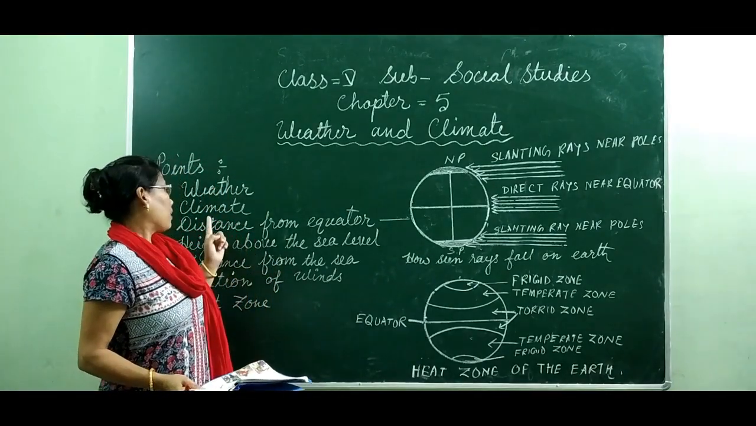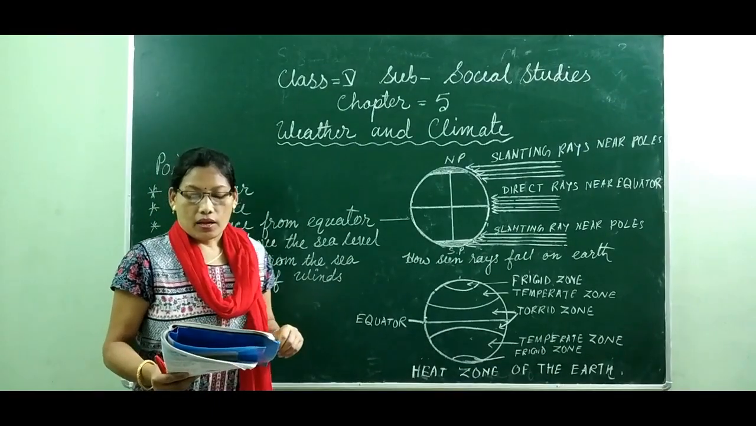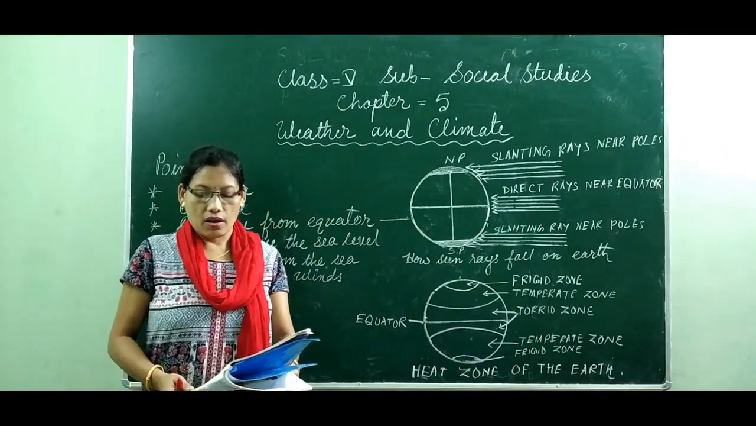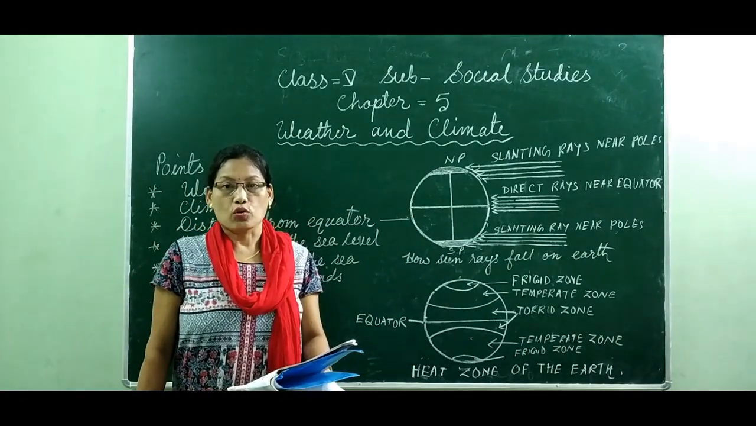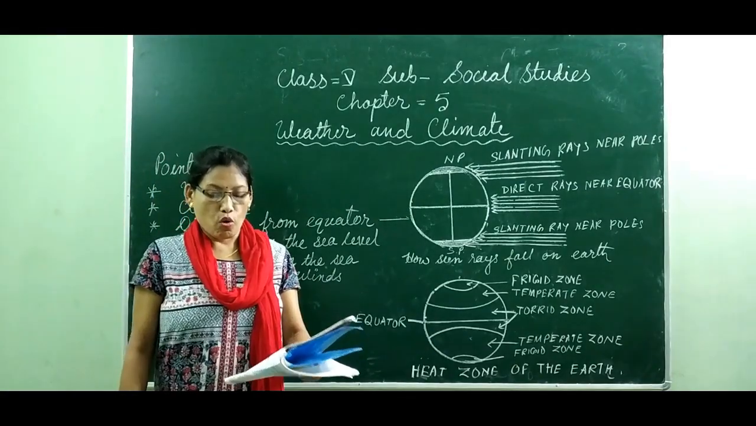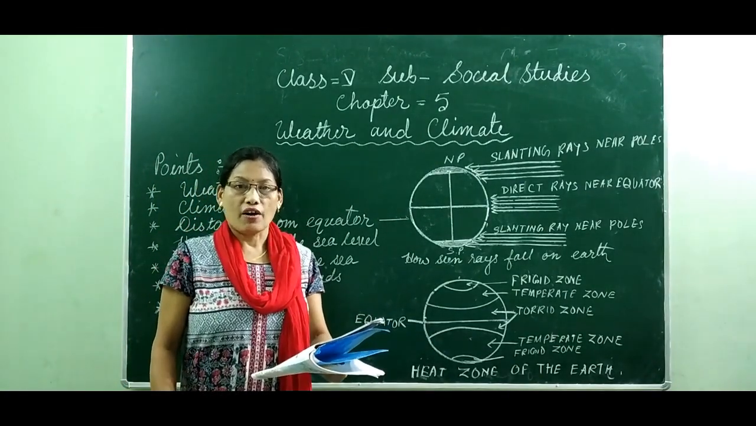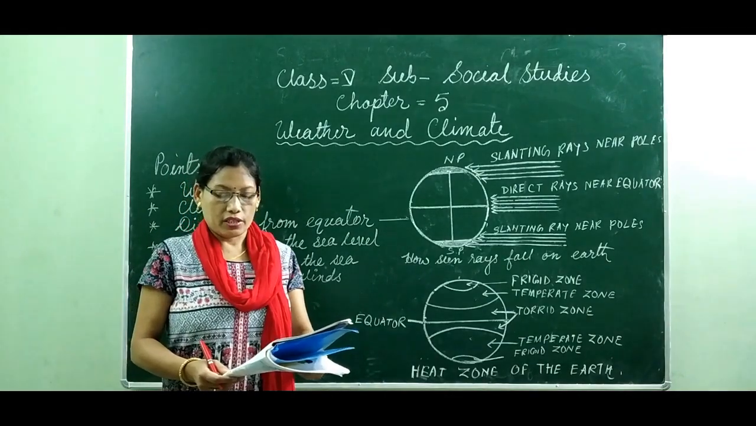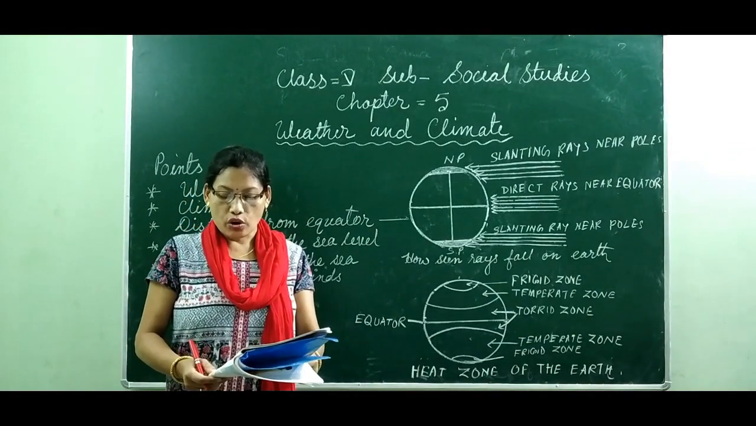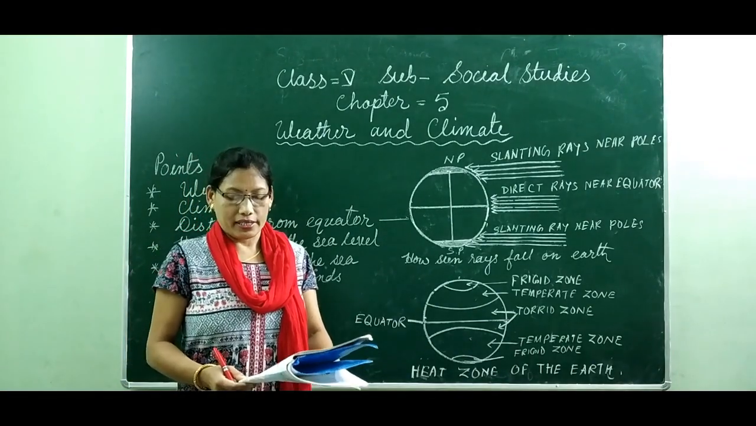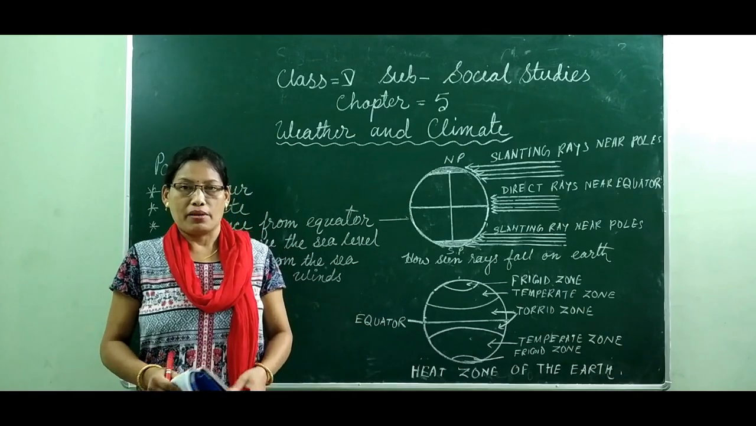Next comes climate. The weather condition that prevails over a large area for a long period of time is called climate. The climate of a place remains more or less the same year after year. Different parts of the world have different types of climate. On the basis of prevailing climate condition, the world can be divided into 7 major climatic regions.